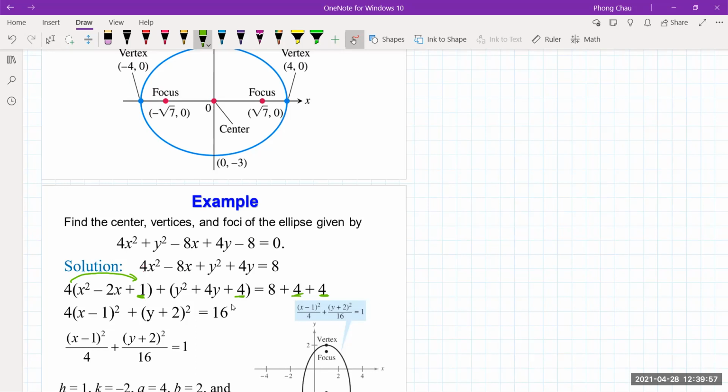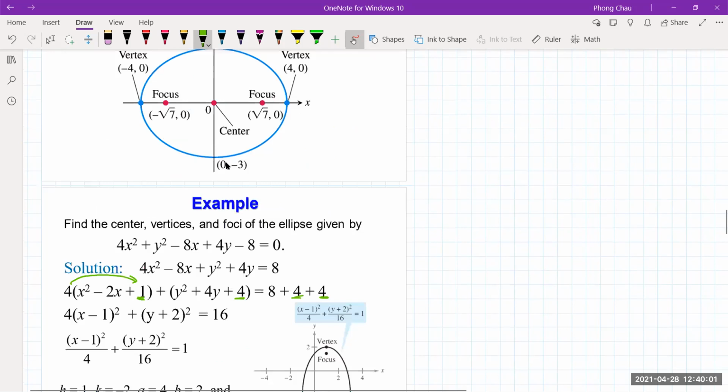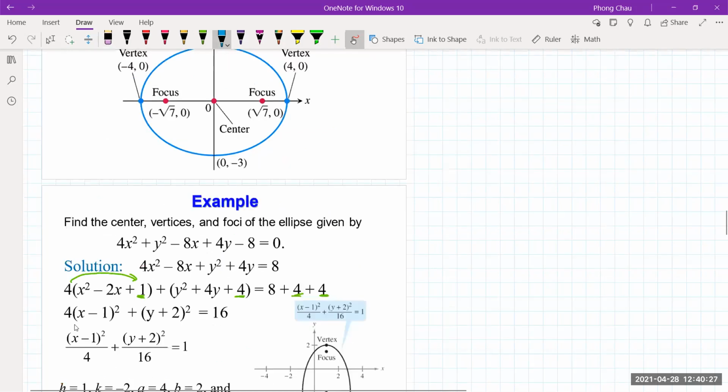And if you look at the formula, we have to have 1 on the right-hand side. So we decide to divide both sides by 16. Right, so that becomes a 1, and that's over 16. 4 over 16 we reduce to 1 over 4. Now, when we have the right form, that is the right form.